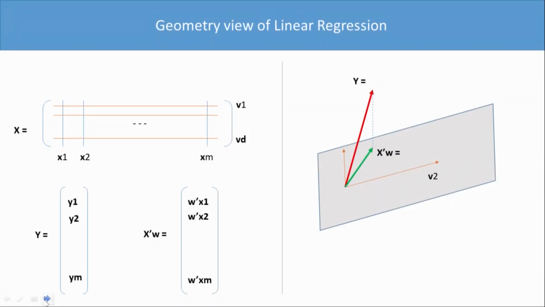Now look at the subspace spanned by the vectors v1 through vd. Think of this gray area as the space spanned by the vectors v1 through vd. Each vector is one which collects a particular feature. So v1 is one feature, v2 is one feature, and so on. These are all m-dimensional vectors, so this is a subspace of an m-dimensional space. Let's look at that space.